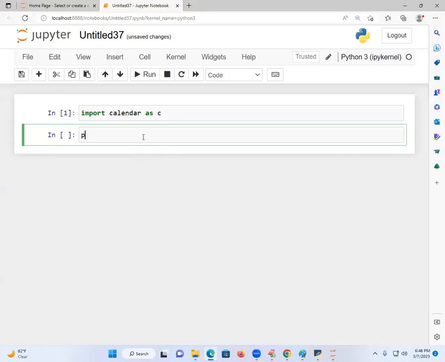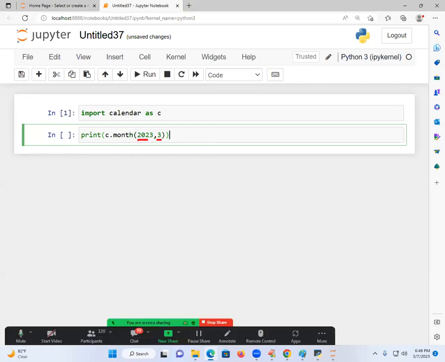Now I am going to say print of c dot. Don't worry. Today you just see how easy it is to write Python coding. 2023. Now I am saying the March month. 2023 is called what? Year. And this is called a month.